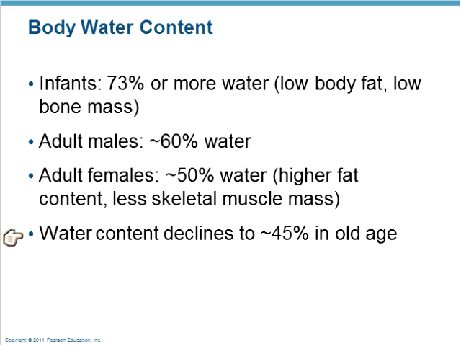The water content declines to about 45% in old age as the cells begin to age, and the overall water content in each cell begins to become abnormal.